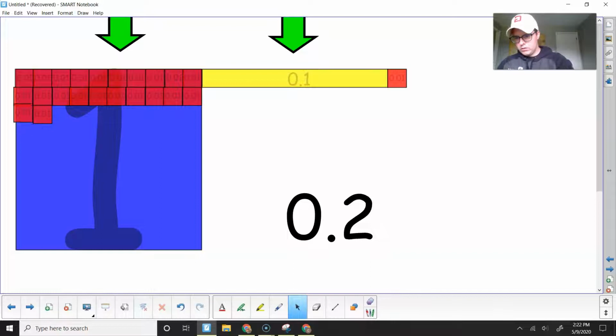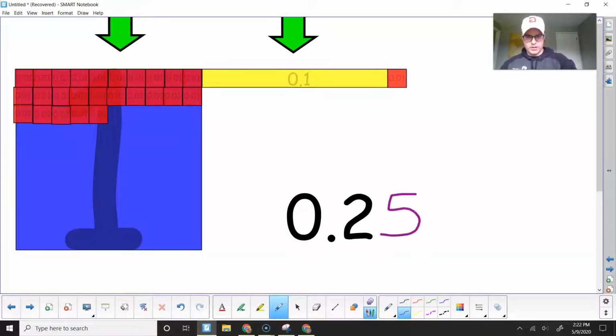22, 23, 24, 25. We're going to pause at 25 because this is important.